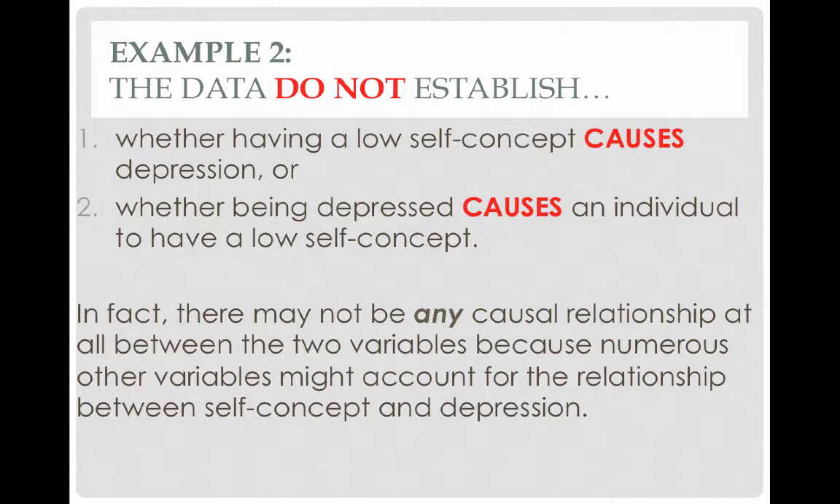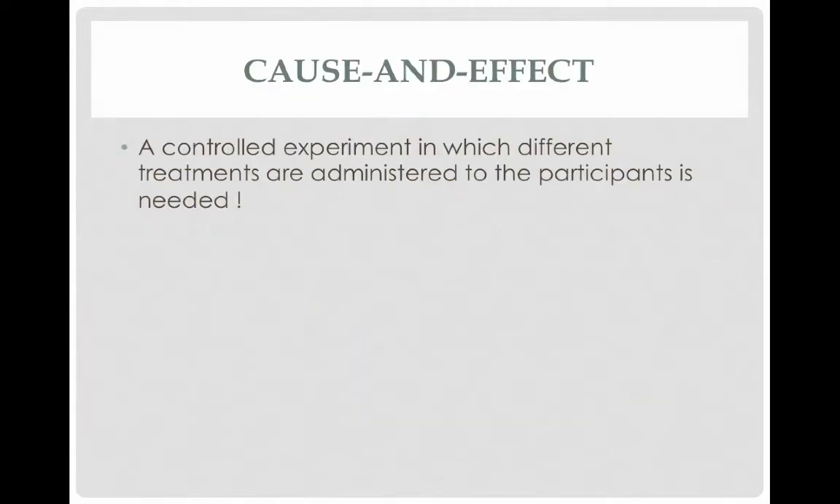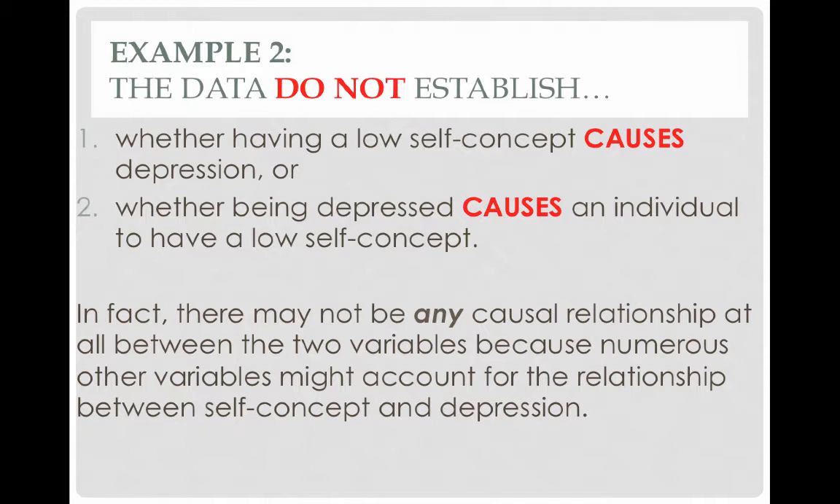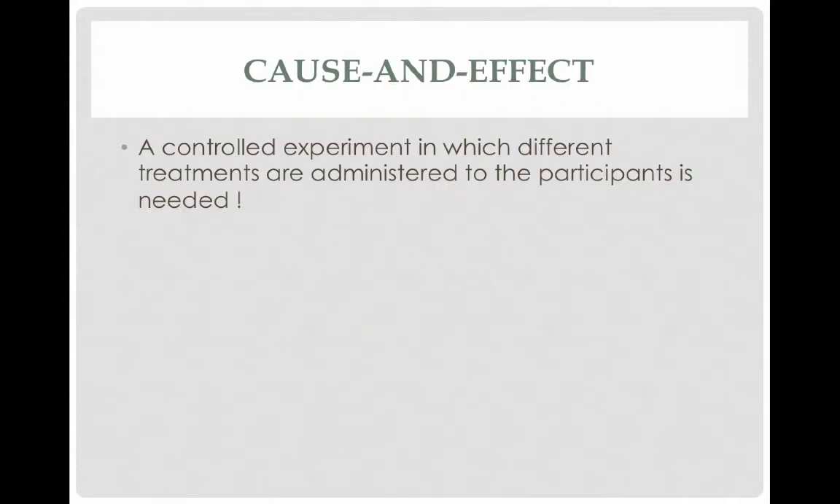There may not be any at all between the variables because numerous other variables might account for this relationship. So what it's saying is one might not actually cause the other at all, but there is a relationship, meaning that when you often see one is high, the other is low. All you can say is that there is a relationship. That's it. And you could say that it is a negative relationship. That's what you can say. To determine cause and effect, controlled experiments in which different treatments are administered to the participants are needed.